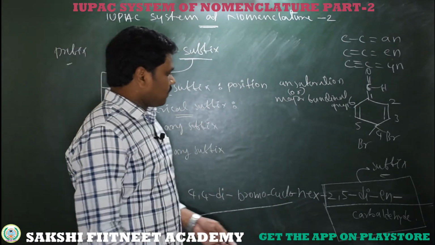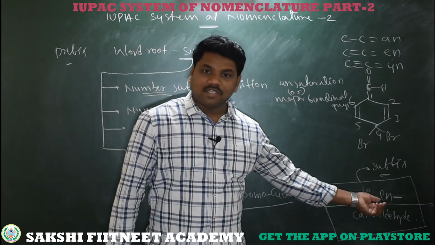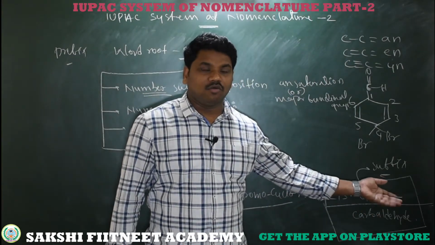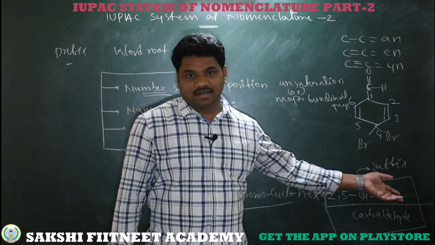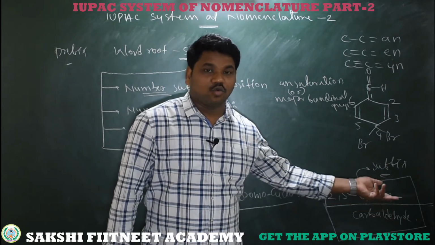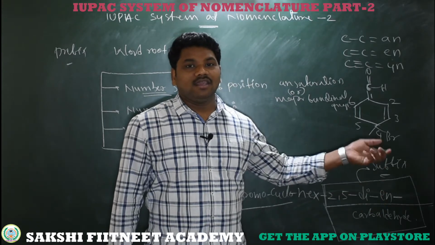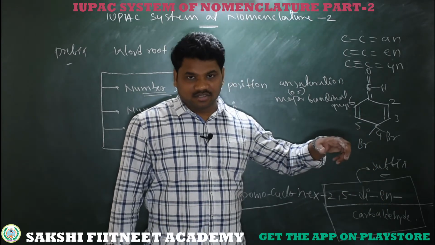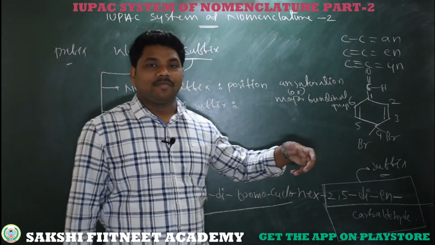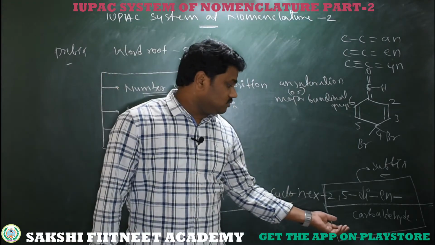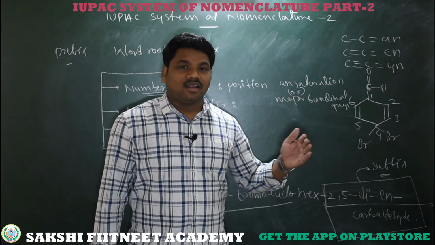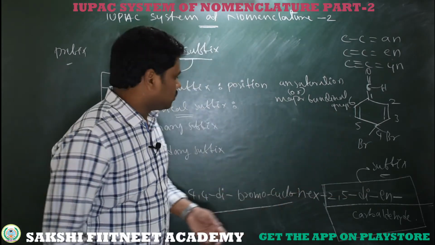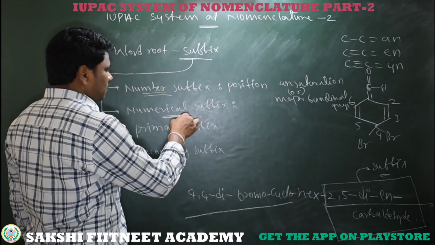Simple. If the same type of unsaturation, that means if 2 double bonds, 3 double bonds, 4 double bonds, it is given by di, tri, tetra. If triple bonds are there, 2 triple bonds, here di-ine, tri-ine for 3 triple bonds. If more than one same type of functional group is there, then we write di, tri, tetra, penta. So that is called a numerical suffix.